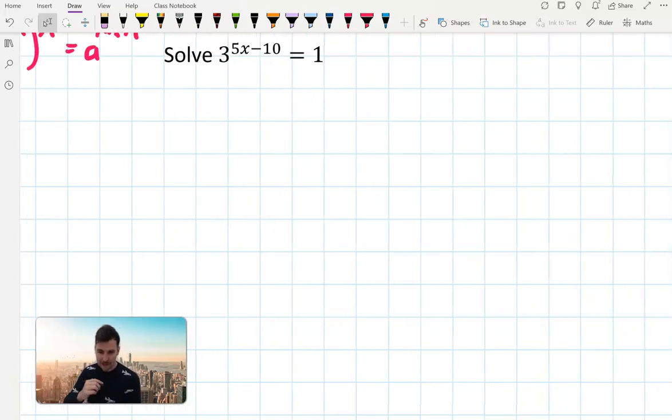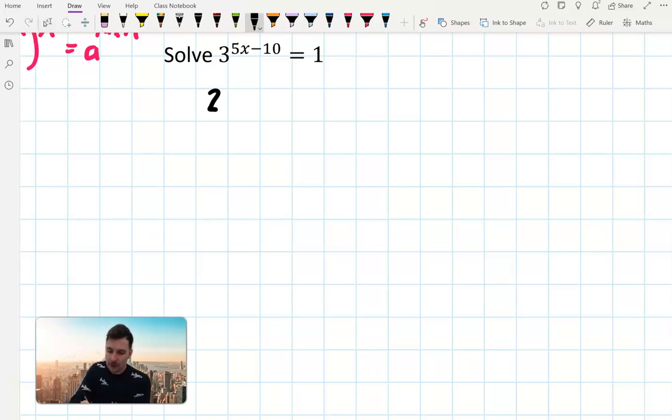Okay, and last but not least, we've got 3 to the power 5x take 10 is equal to 1. So at first glance, we'll look at this one and go, well, I can't make these bases the same. I can't really manipulate 1 or 3. Like 3 is a prime number. I can't break it down in any way. But what we can do is use our 0 index property. So let's say 3 to the power 5x take 10 is equal to 1.